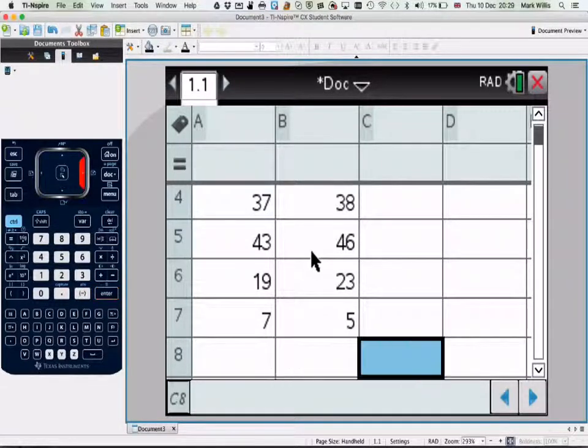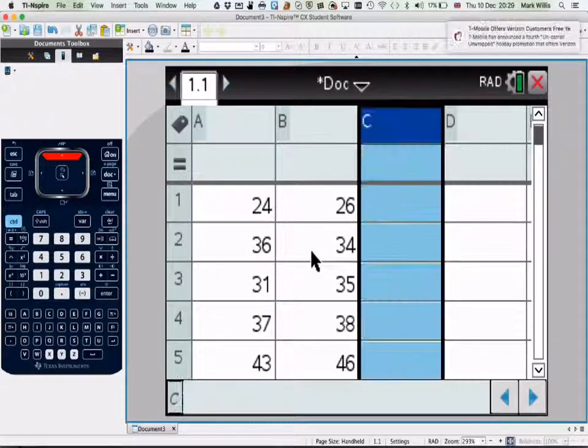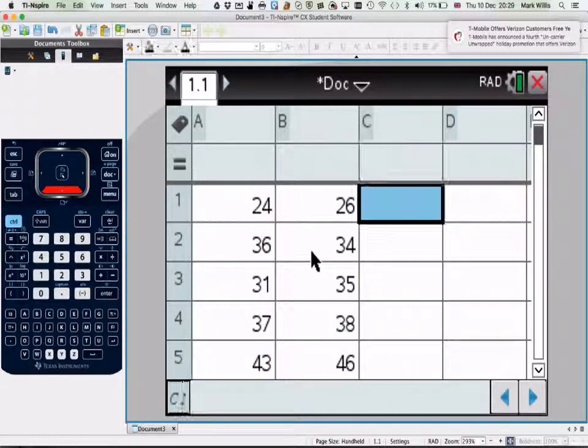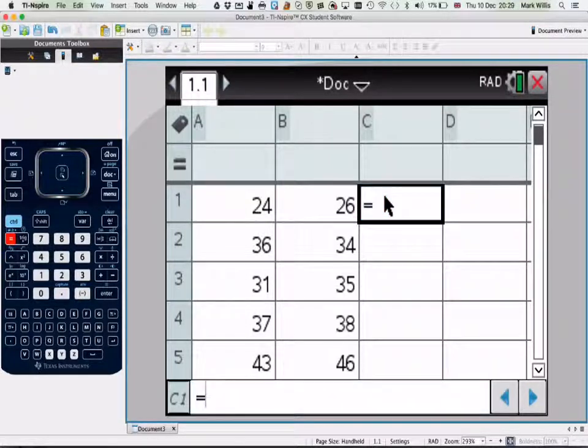Now, because we want to look at the difference in column C, we're going to put in the difference, but we can get the calculator to show me the difference. Now, the difference is going to be, we're looking for an improvement, so it's going to be column B take away column A, enter.